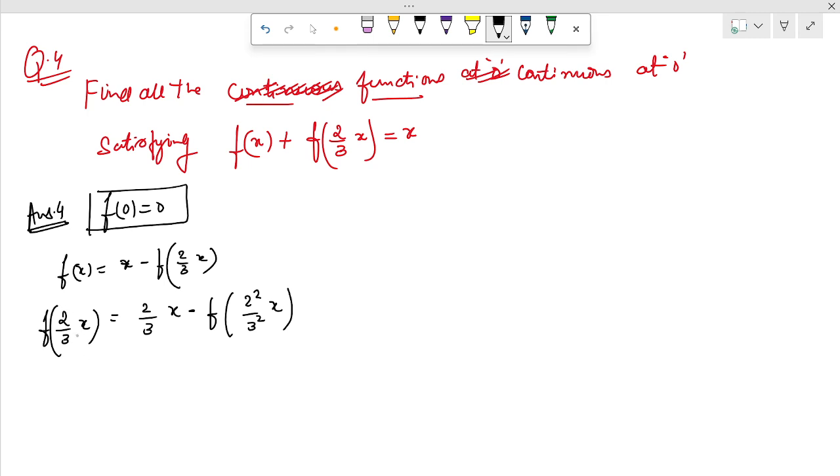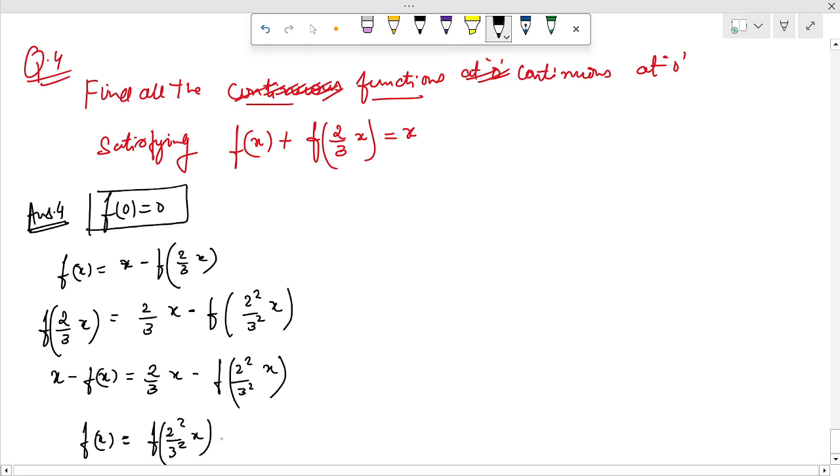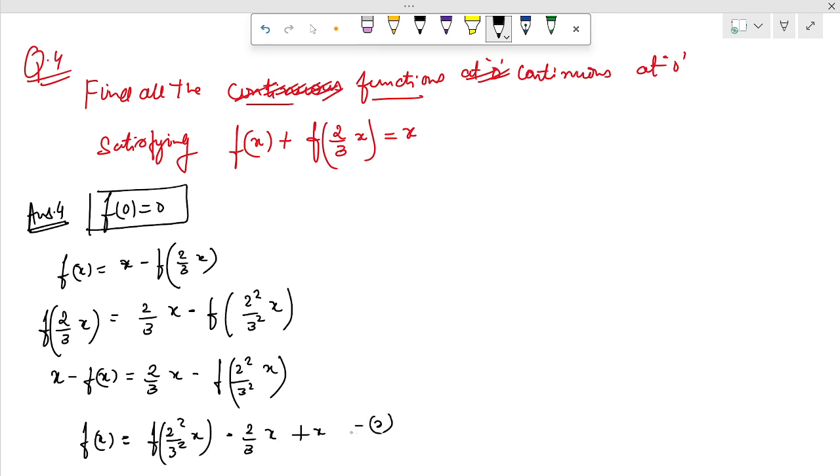And we know that f of 2 upon 3x is equal to 2 upon 3x minus f of 2 square upon 3 square x. So if I want to write f of x, this minus minus becomes positive. This is my equation number 2. So f of x will be equal to f of 2 square upon 3 square x minus 2 upon 3x plus x. Now what will be f of 2 square upon 3 square x?